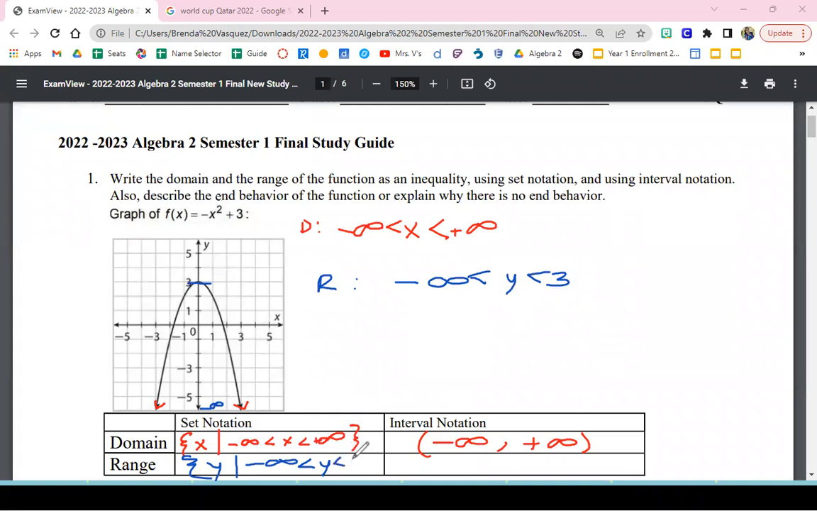And all the way up to beautiful 3. Can it equal 3? Yes, it can equal 3. So make sure that we state that we have 3 included in our set. Now, what about interval notation?